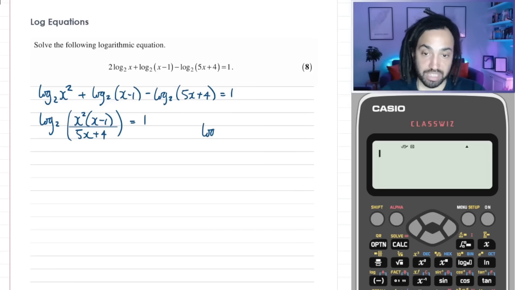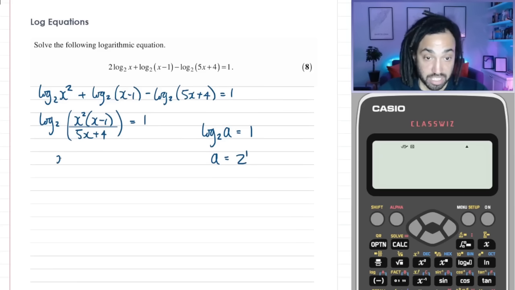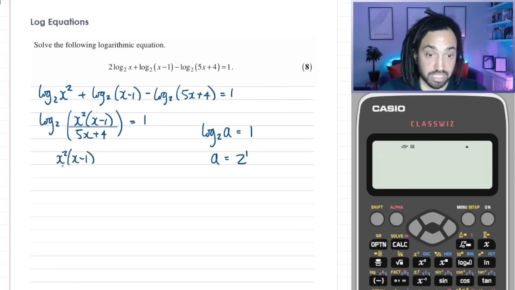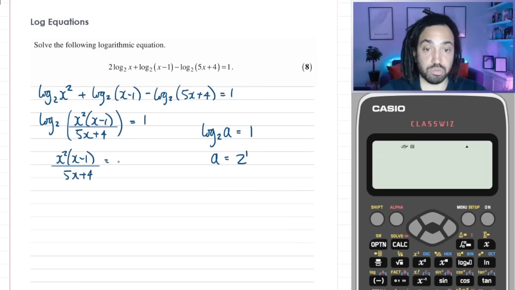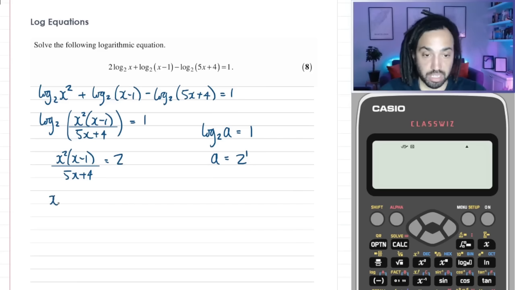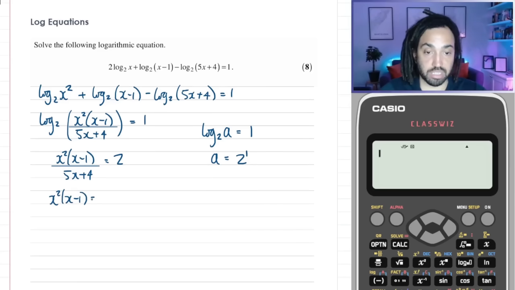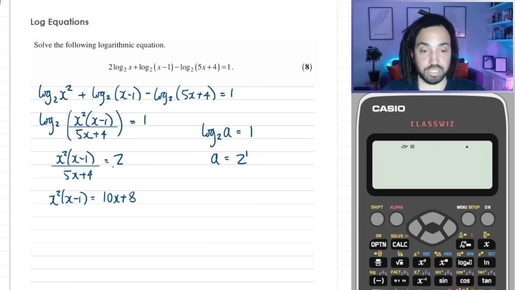And now in this situation, if log base 2 of a is equal to 1, then this is the same as writing, by the index rule, a is equal to 2 to the 1. So therefore we can say this thing inside the bracket is equal to 2 to the 1, which is just 2. Okay, then we can multiply up the denominator to get 10x plus 8, by multiplying that denominator by 2.